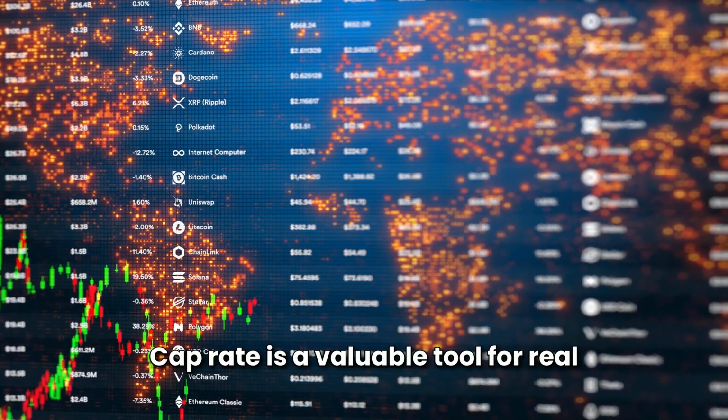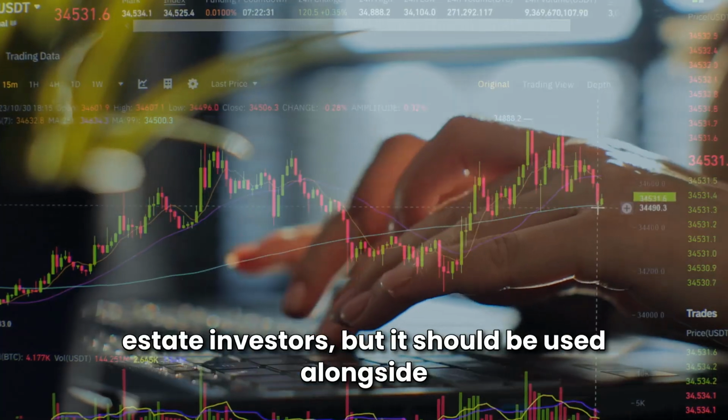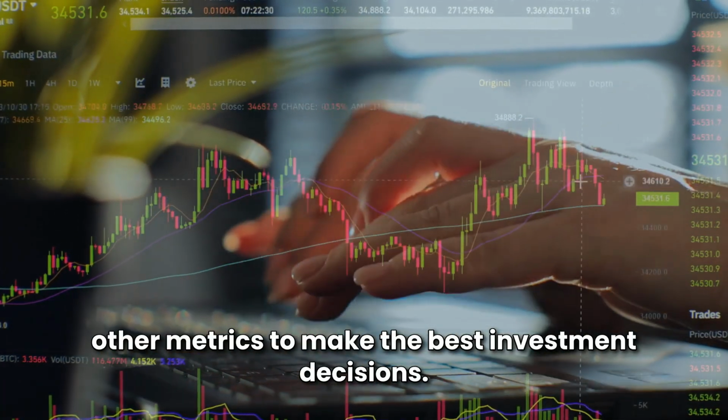Cap rate is a valuable tool for real estate investors, but it should be used alongside other metrics to make the best investment decisions.